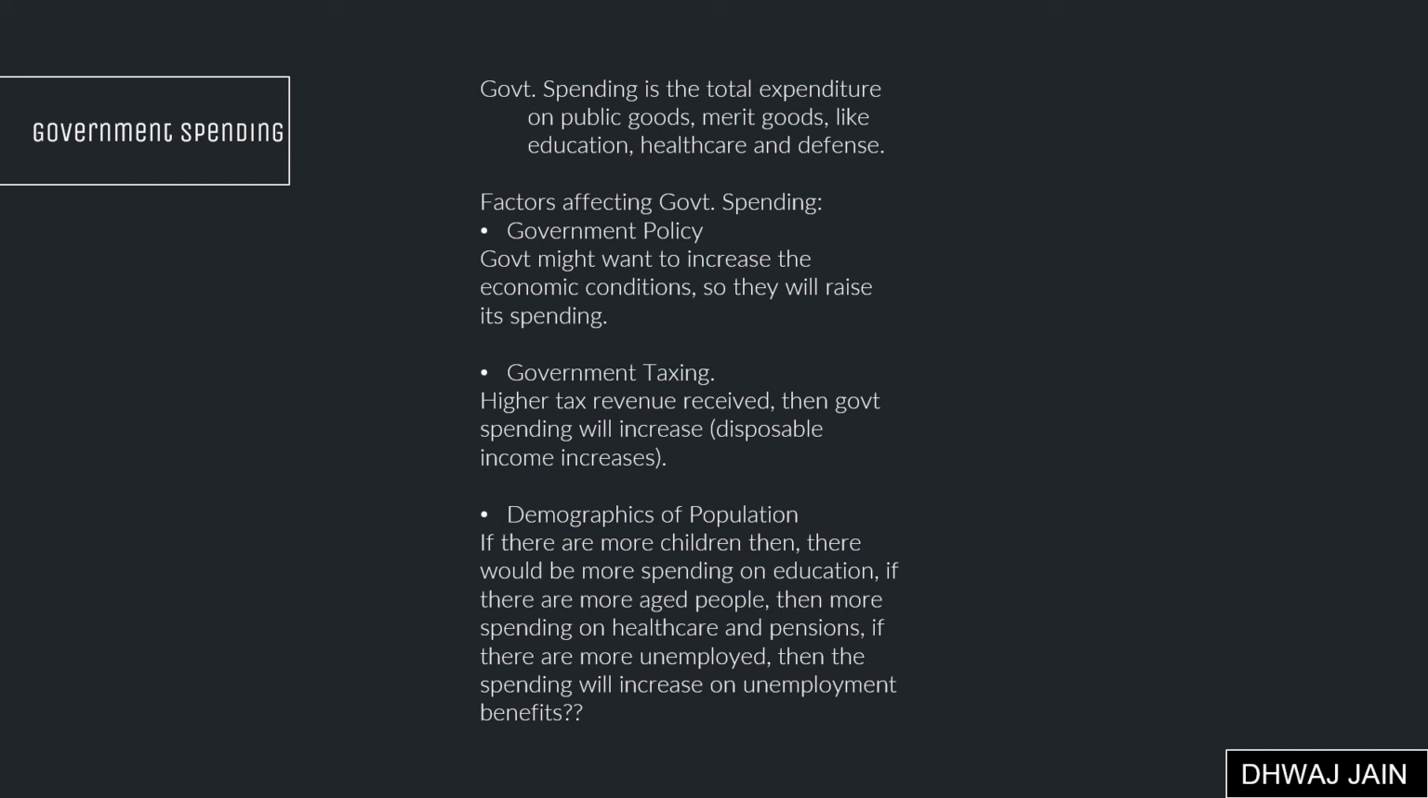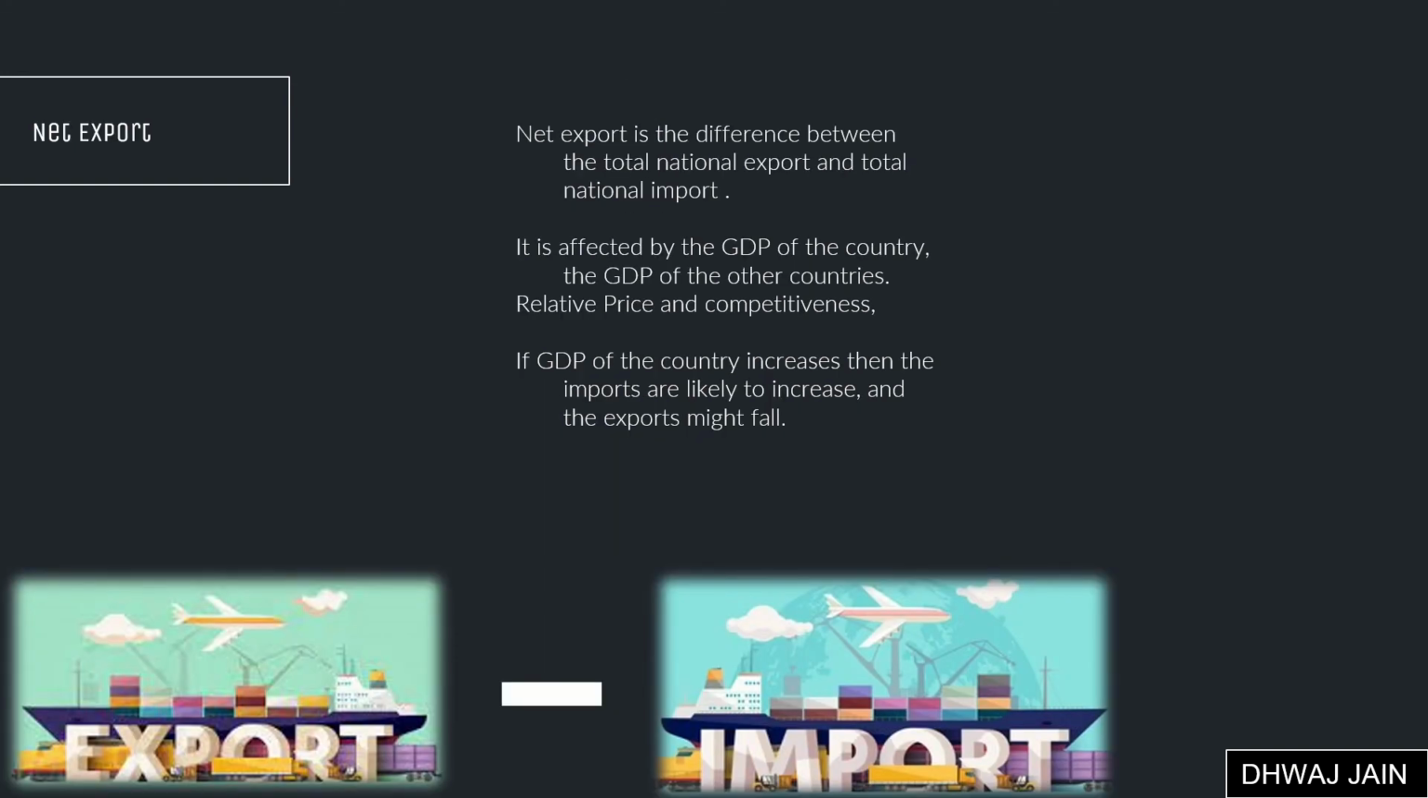So demographic of population is a very good point to include in your answers whenever they ask what the major points are which affect the aggregate demand. You can say that government spending does affect the aggregate demand in these ways, like demographic of population, and then explain what it means, government taxing and government policy and all of that.